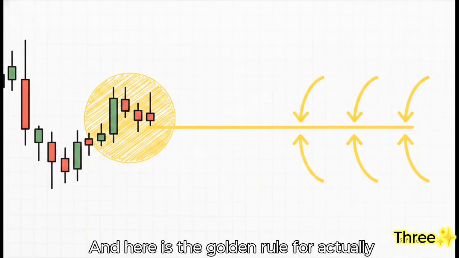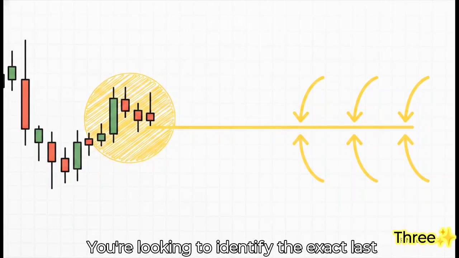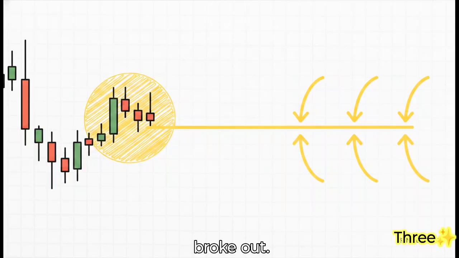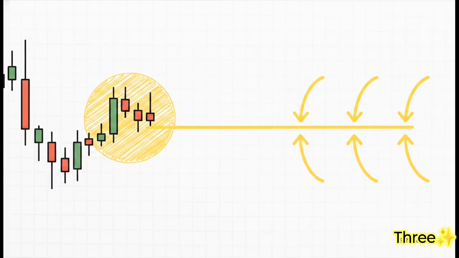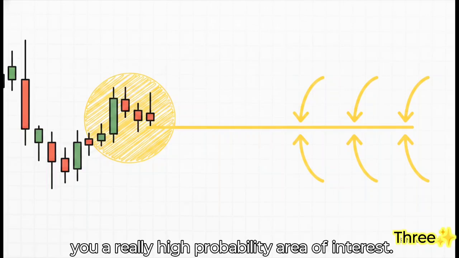And here is the golden rule for actually drawing these zones. You're looking to identify the exact last candle right before that big impulse move broke out. You mark that candle. Also, try to look for zones that have at least 3 historical touches. That shows heavy respect by the market, giving you a really high probability area of interest.